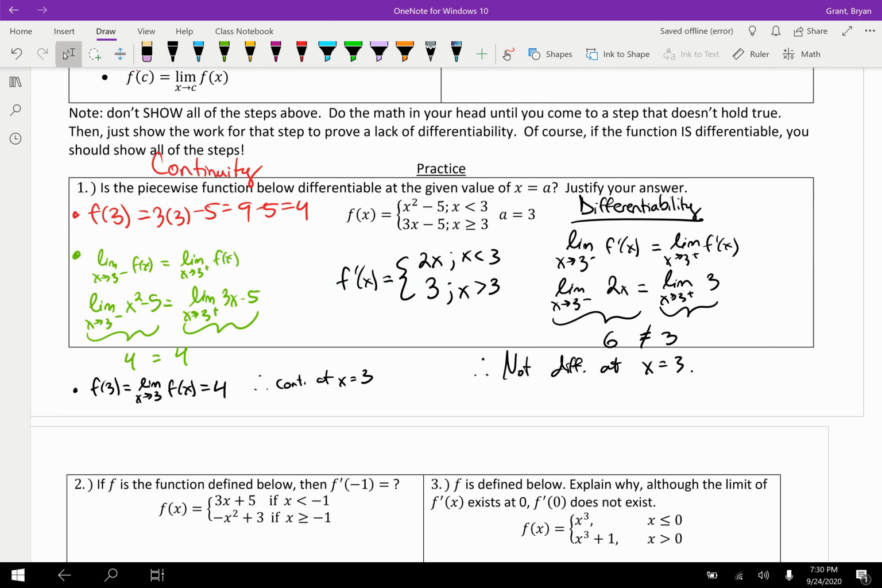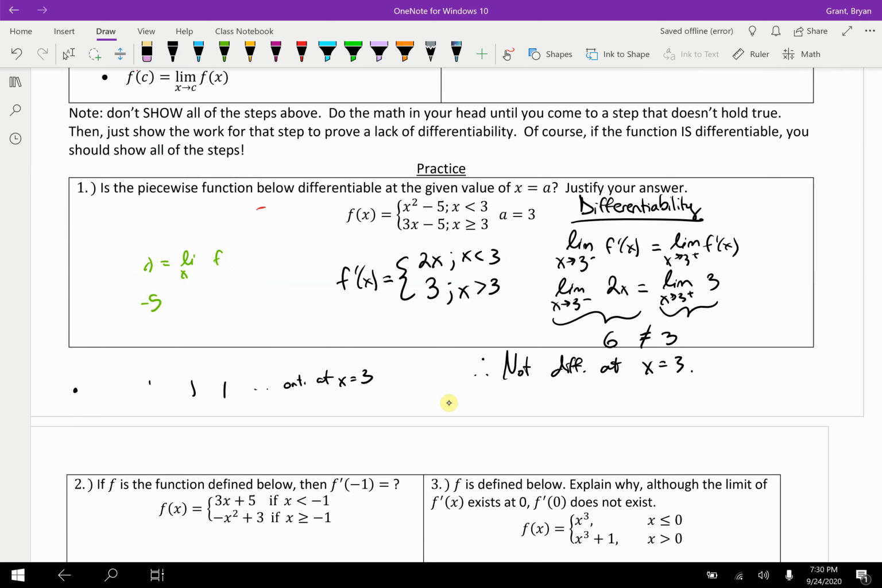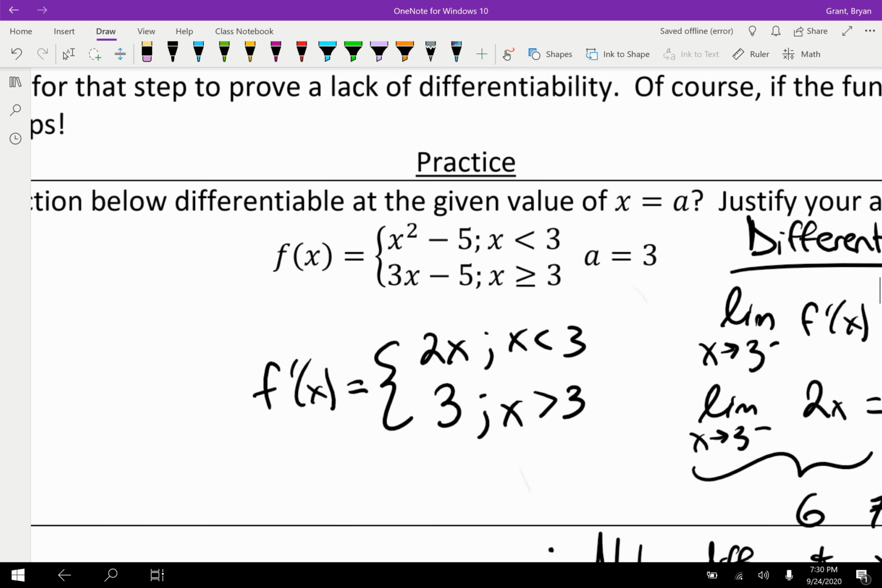Well, I'm going to start over. I'm going to leave my differentiability piece there because I will probably need that at the end. But I think all of this becomes irrelevant. Now, by the way, if it did end up being differentiable, then you would need all the work. We'd have to prove everything there. But if it's not differentiable, here's how I'd approach this problem.